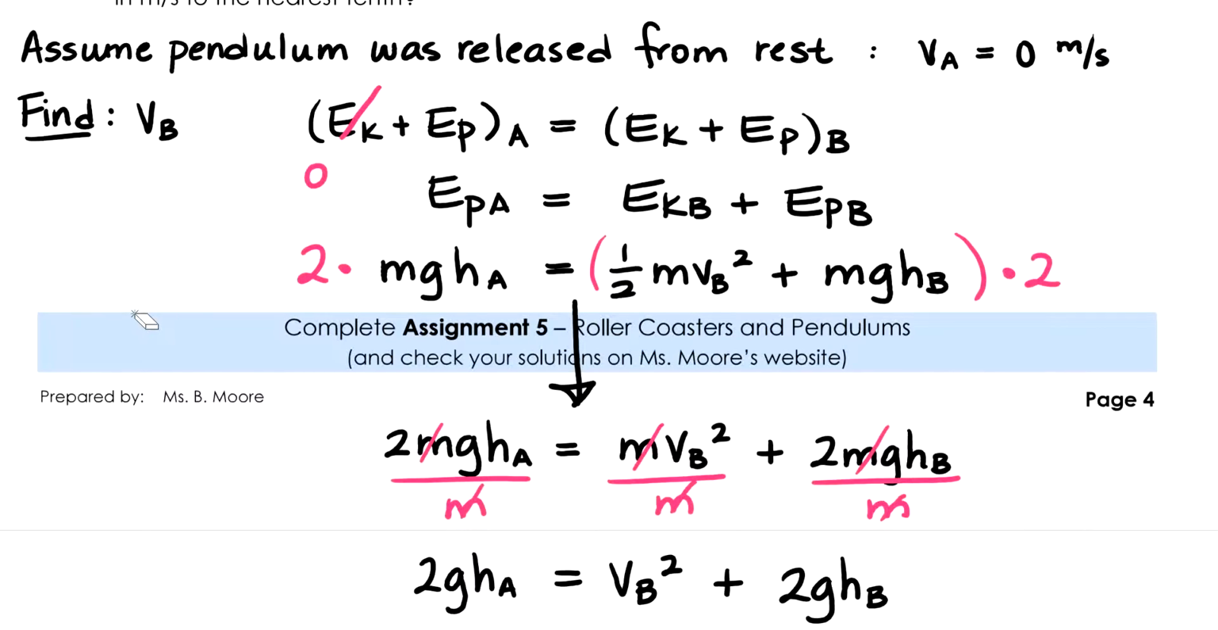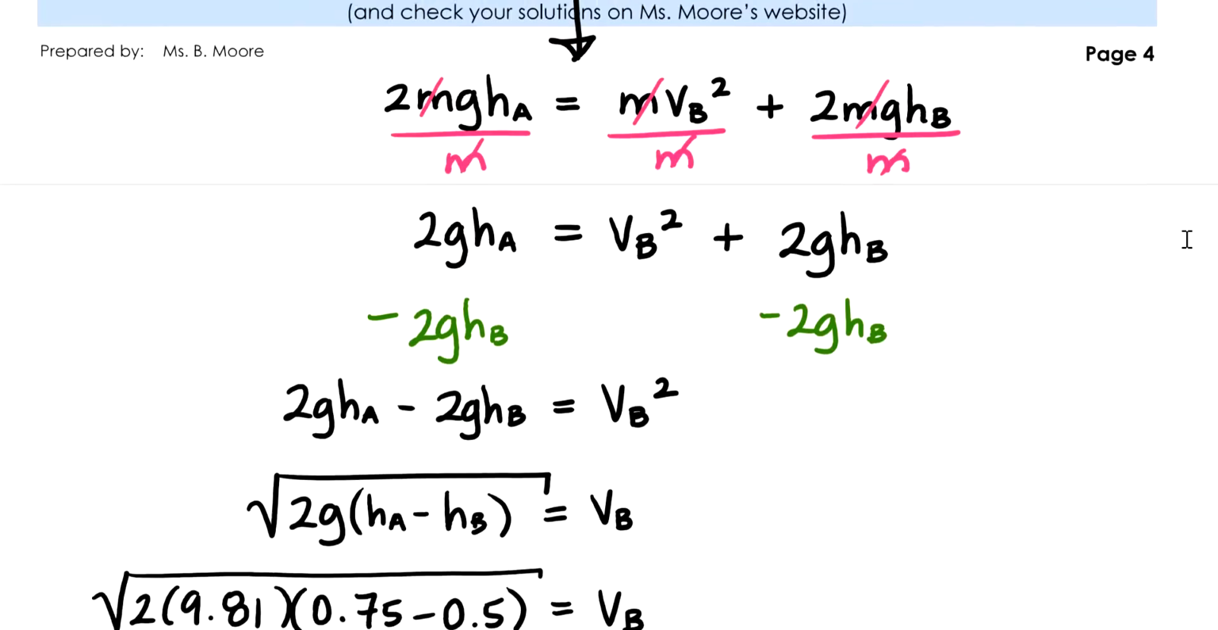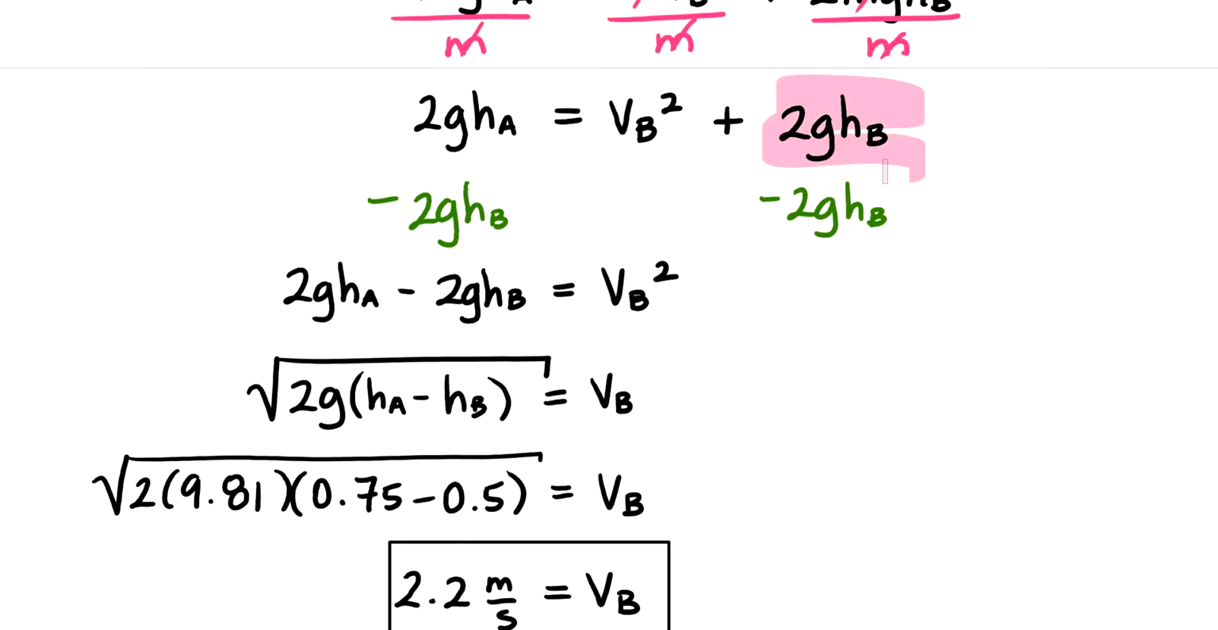Okay, let's go over the solution together. We start by crossing off the kinetic energy at point A, given that the pendulum was released from rest, which means it wasn't moving. Then we substitute all the formulas for our kinetic and potential energies and use algebraic operations like multiplying each side of the equation by 2, dividing every term by m, and then subtracting 2GHB so that we get VB by itself. The final step is square rooting each side of the equation, and we find that VB, or the speed at the equilibrium position, is 2.2 meters per second.